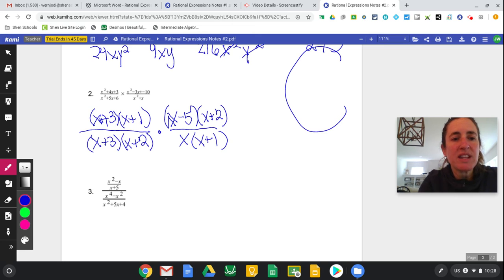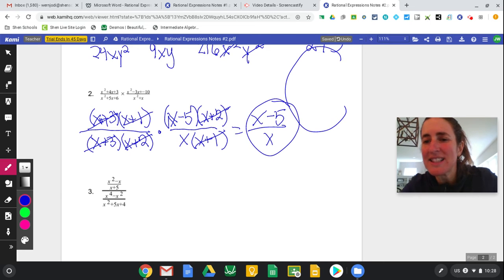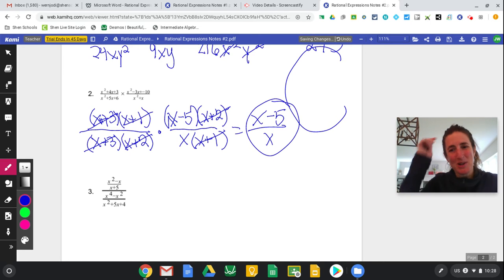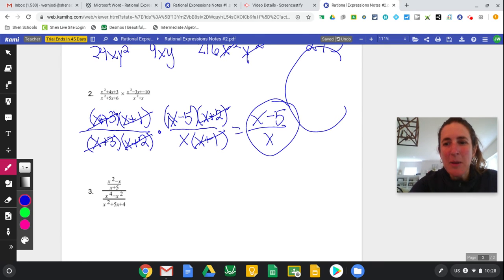Okay, now cross off things that are alike. Plus 3's gone, plus 2's gone, plus 1's gone. Wow. 5 over x. Should I cross off those x's? No. That would be naughty. Okay, let's do this last example down at the bottom here.